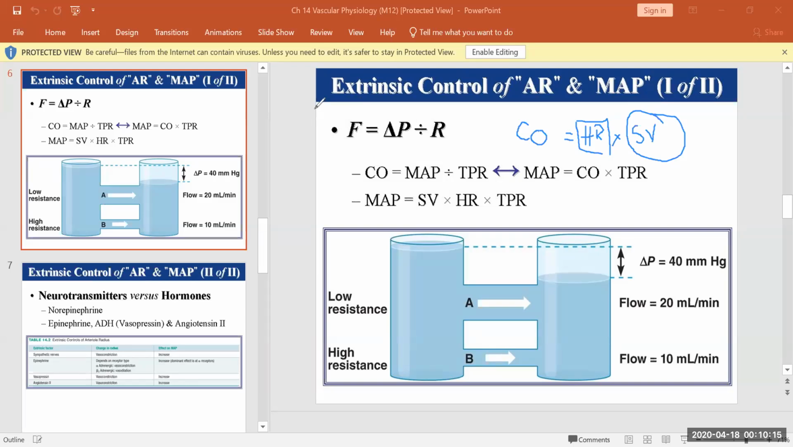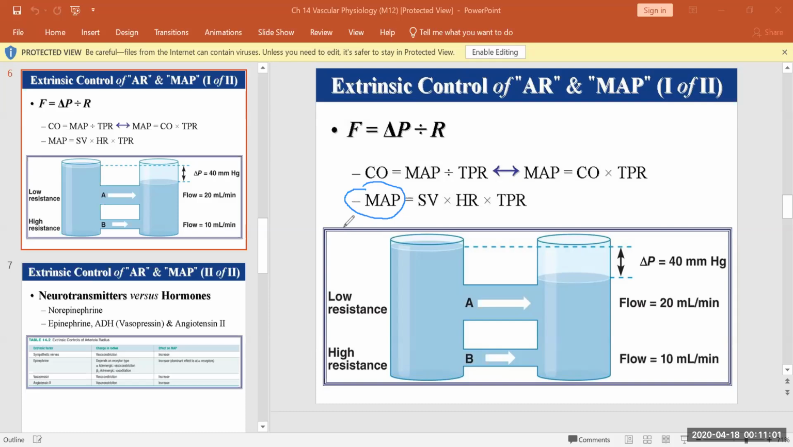Okay, going back to reality here. Can I erase this? So again, going back here. MAP, the driving force for blood flow, depends on three factors. Cardiac output equals stroke volume and heart rate, to the next level.